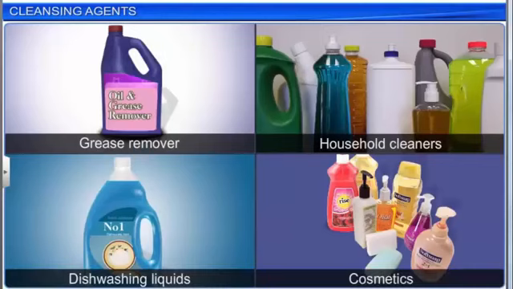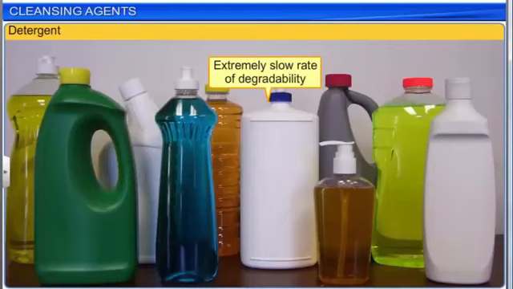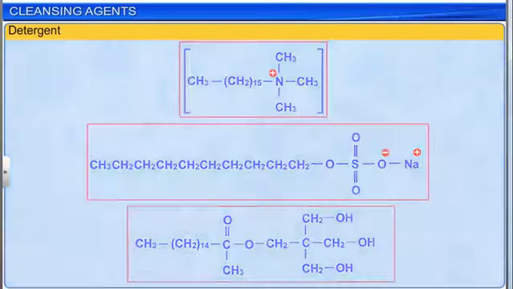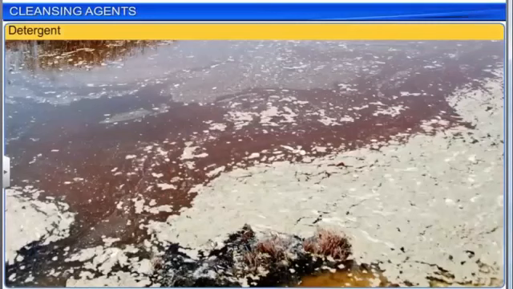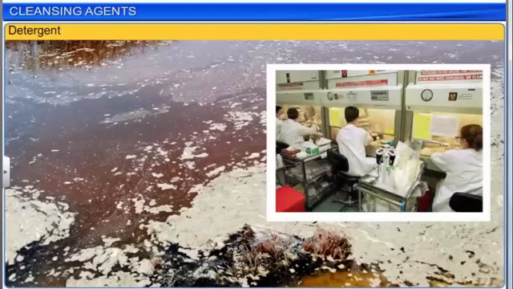One of the dangers posed by detergents is their extremely slow rate of degradability. This is because their hydrocarbon chain is highly branched, which makes it very difficult for bacteria to degrade it. As a result, the detergents go on accumulating. Ultimately, when they reach water bodies, they cause pollution and foaming. This problem persists despite the treatment of polluted water. Therefore, currently, research is being conducted to control and minimize the branching of the hydrocarbon chain in order to make detergents more easily biodegradable.